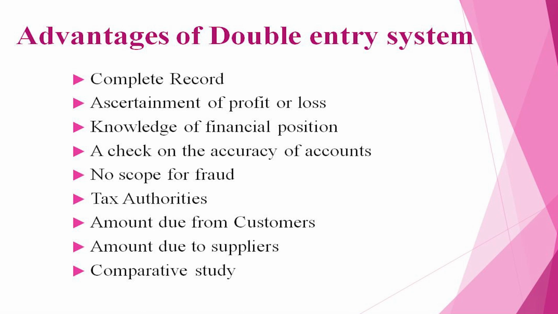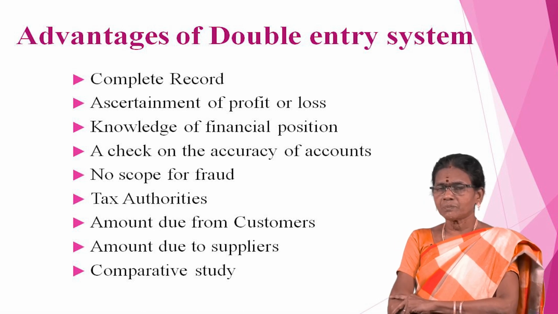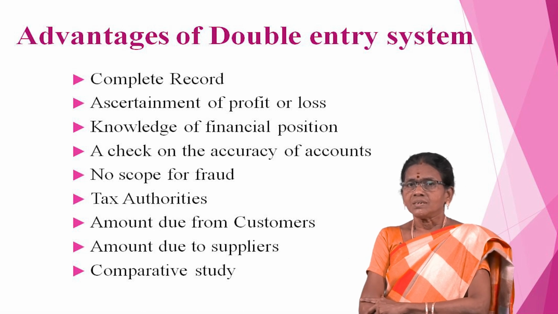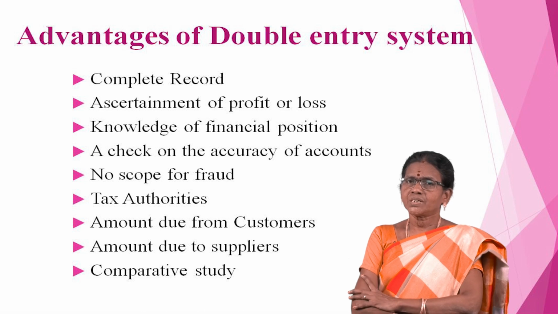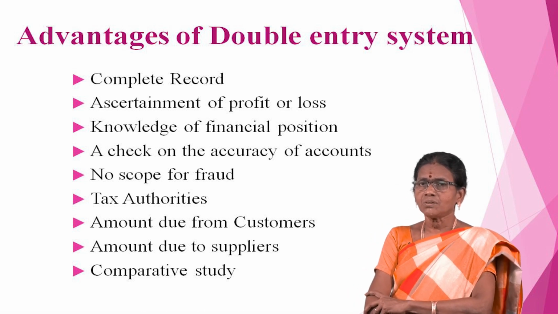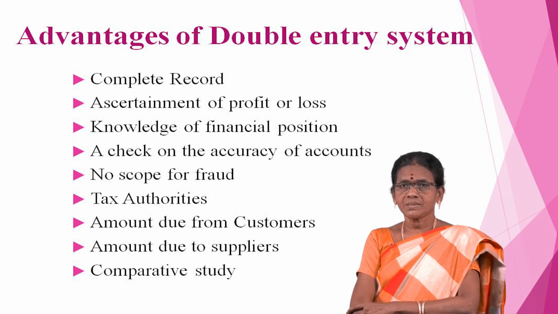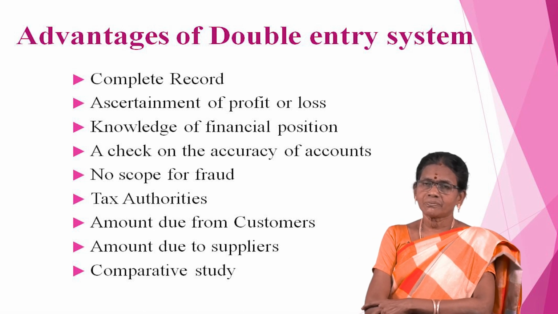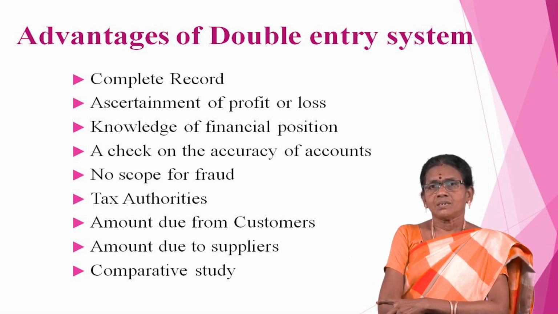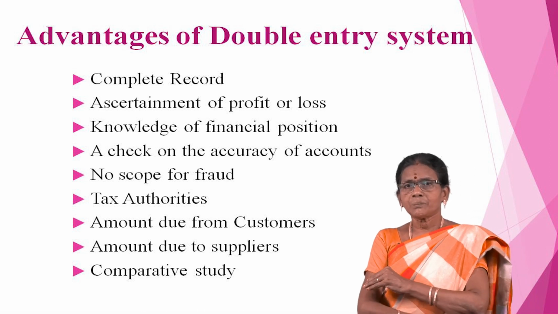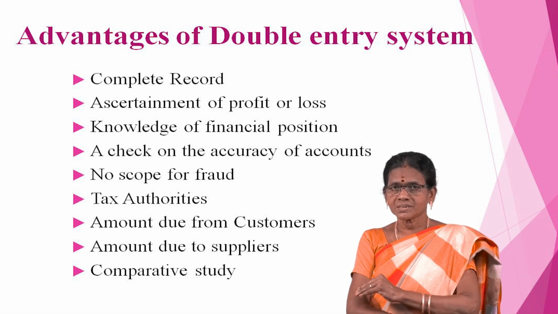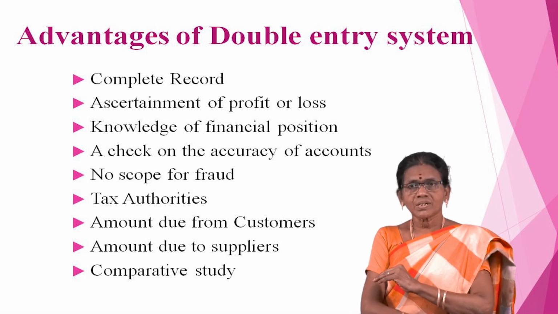The knowledge of the financial position is derived from the company accounts. Then fourth one, a check on the accuracy of accounts. The accuracy of accounts may be derived only by the double entry system. Then no scope for fraud. There are so many opportunities for fraud, but when the company has a proper double entry system, there is no scope for fraud.